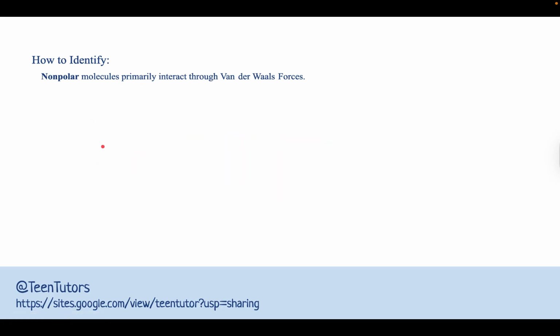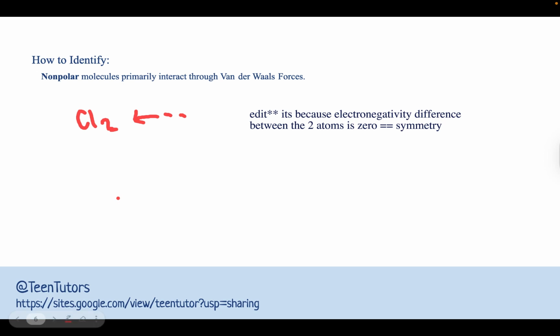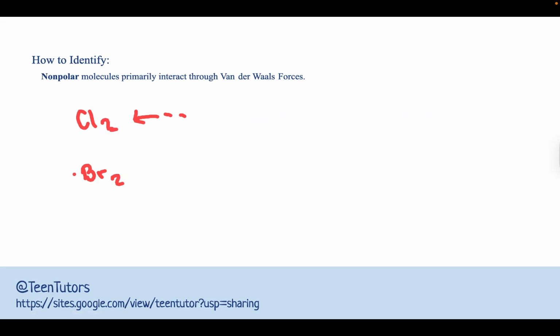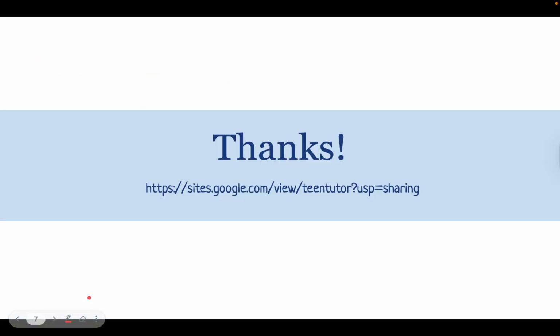Another way to see if something is non-polar is by looking at the general molecule and how it's written. An example would be dichlorine, which is Cl2, and generally when you see the 2, you would think that this is non-polar. Another example would be dibromine, Br2, and because these 2 are diatomic molecules, they would be non-polar, and that is kind of how you would dumb it down to find out if something is using van der Waals forces. Thanks.